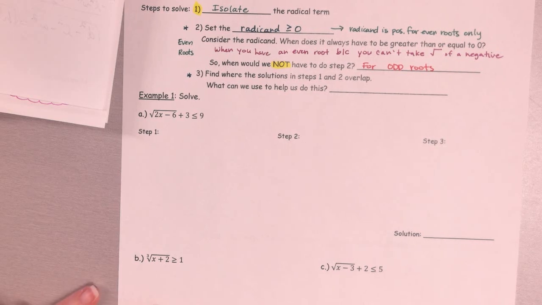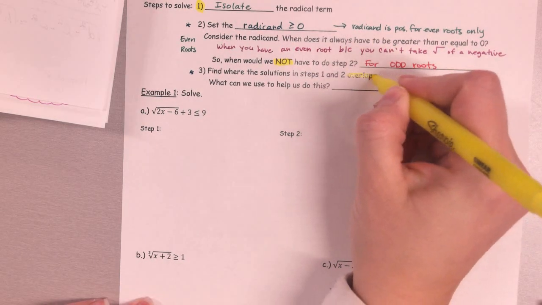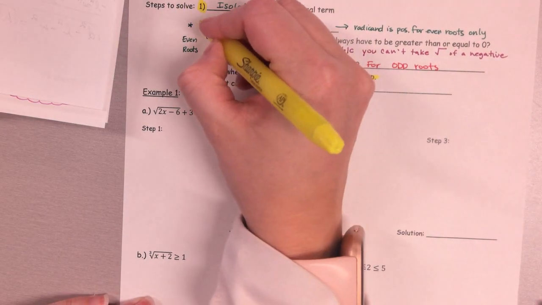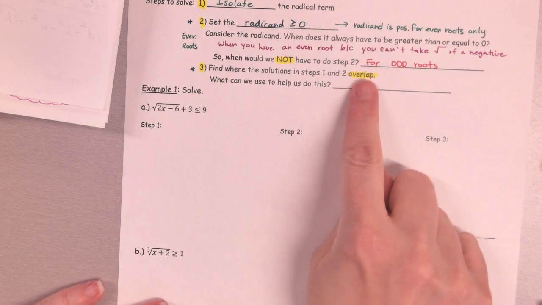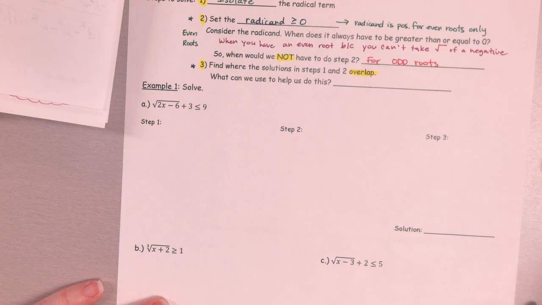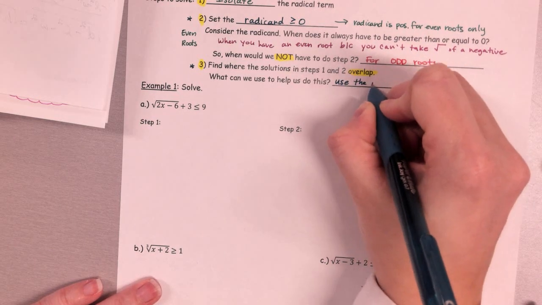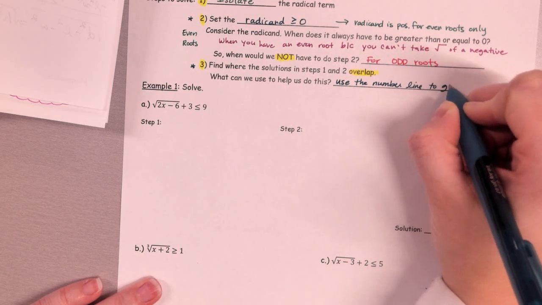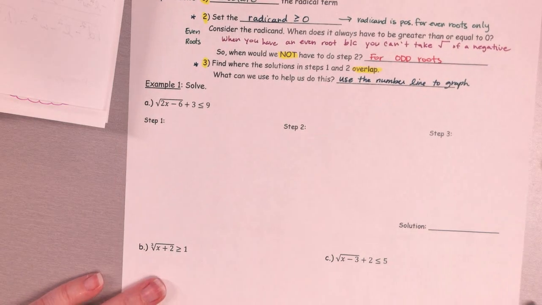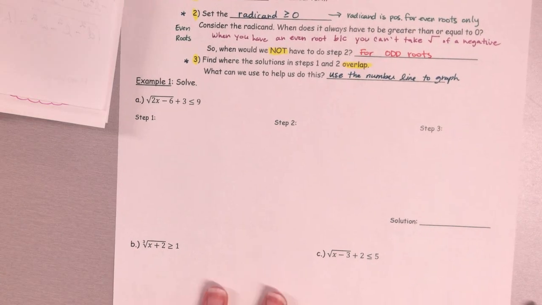So the last thing we're going to do, step 3, says find where the solutions in step 1 and step 2 overlap. That's really similar to something that we did. Do you guys remember how I had you find the overlap? What did we use to help us? Yeah, use the number line. That visual is very powerful. It's very easy to see where the overlap is if you do your number line.